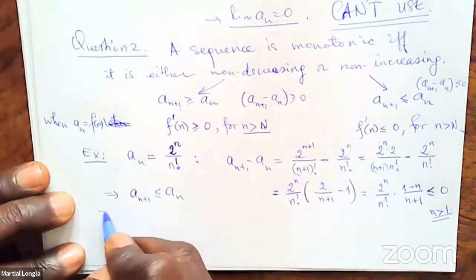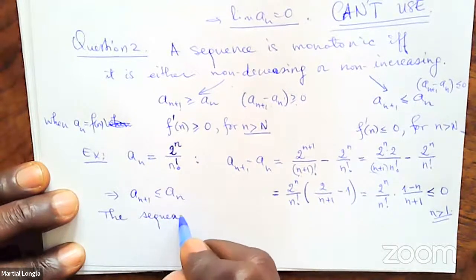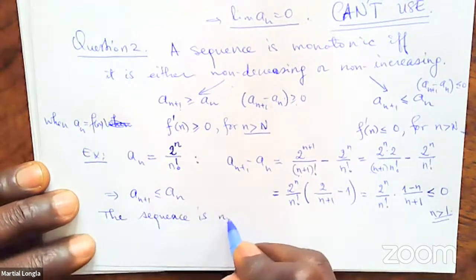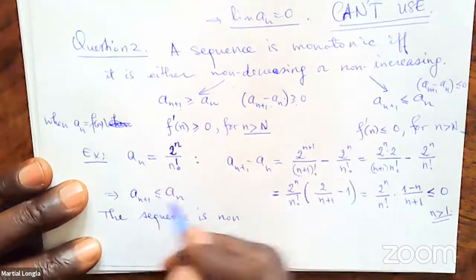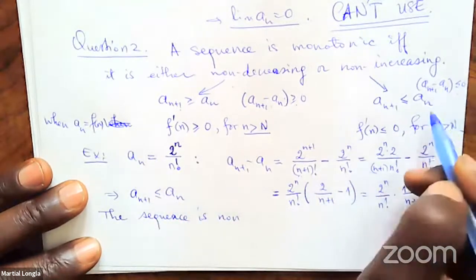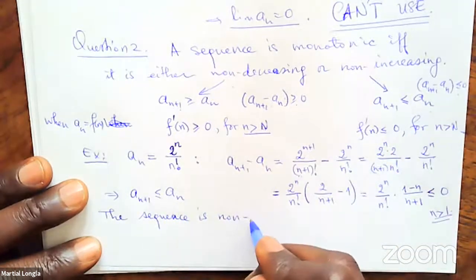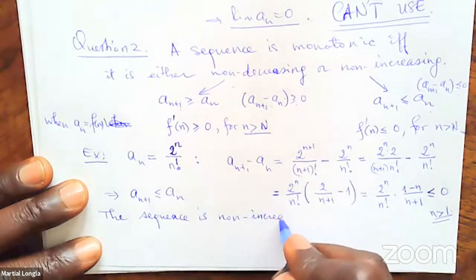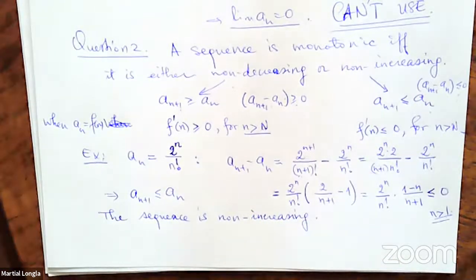So the sequence is non-increasing, right? Because it is less. So it's either that or this. We found less, so it's this case. It's non-increasing. And if it's non-increasing, it's monotonic.